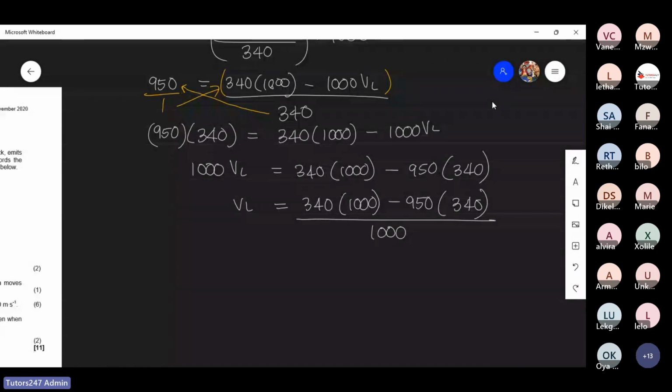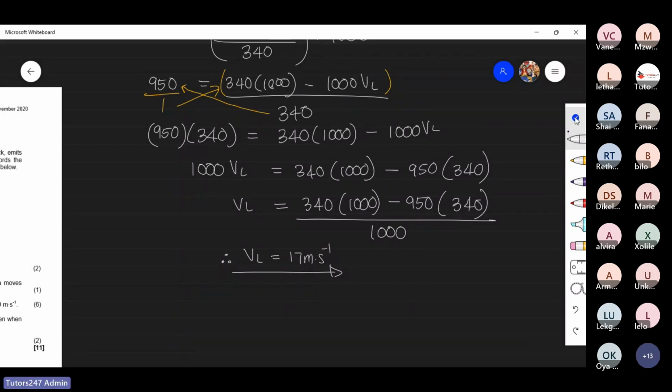So all I now need to do is put this into my calculator. I'll open up a fraction, put 340 times 1000. Make sure that you put 3 zeros. 1000 has 3 zeros, not 2, not 4, 3. Minus 950 times 340, and my denominator is 1000. That then gives me a velocity of 17 meters per second. So the velocity of the patrol car is 17 meters per second.